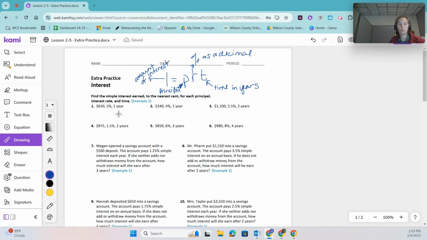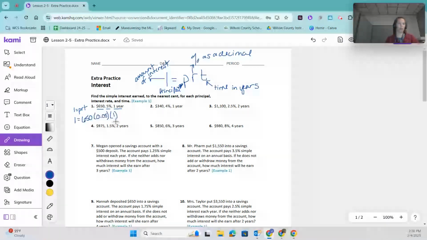So when we're taking a look at number one here, we have 650 as our principal, 5 percent as our rate, and it's in 1 year. So using this formula, I equals PRT, the interest is equal to 650 times the percent written as a decimal, so 0.05, times the time in years. So that's going to be 1 year.